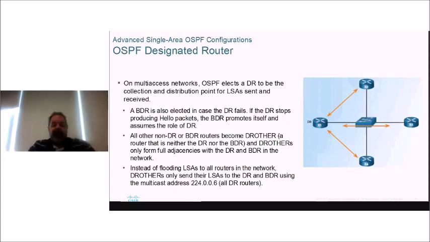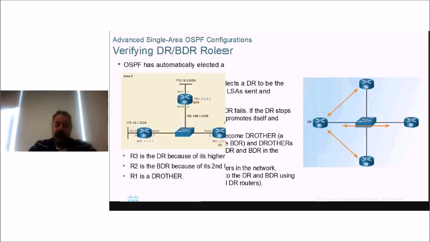When it comes to adjacencies with those routers, they will have full adjacencies to the DR and BDR. They will have only two-way adjacency to all other routers, which means they've just seen hello packets from one another within the last dead time. Instead of flooding LSAs to all routers in the network, DR others send their LSAs to the DR and BDR, and they use a multicast address of 224.0.0.6. That's a multicast address set aside for OSPF that all designated routers will listen on.